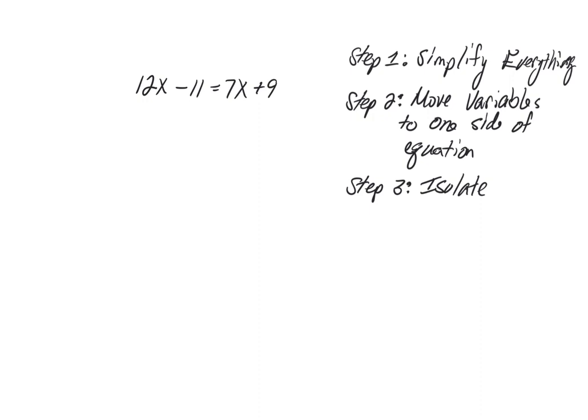All right, so same thing. We always start with the same steps. We look first, can I simplify? Well, there's no like terms on either side. There's no parentheses telling me I need to multiply, so there's nothing that I can simplify, so it's already done.